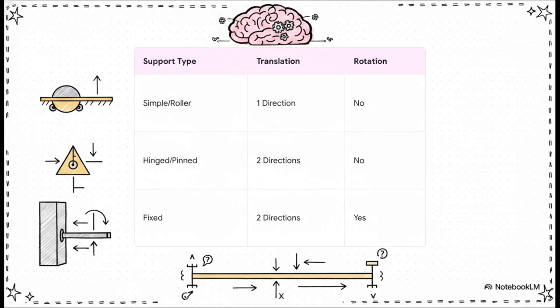Honestly, I highly recommend taking a quick screenshot of this matrix right now. This is your ultimate cheat code. When you sit down in that exam hall and start drawing out your free body diagrams, just refer back to this mental table. Simple and roller supports? That's one force vector. Hinged? That's two force vectors. Fixed? Two force vectors plus a restraint moment. If you memorize this simple matrix, I promise your free body diagrams will practically draw themselves.